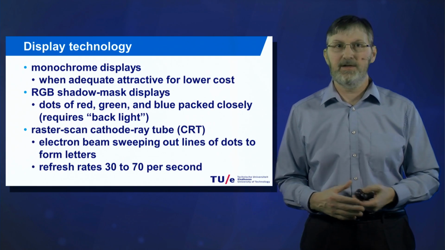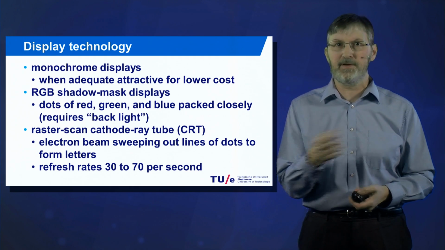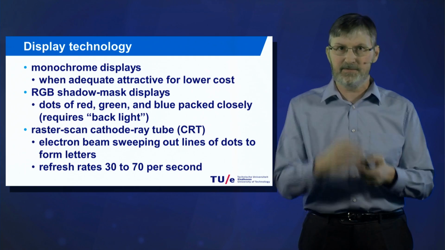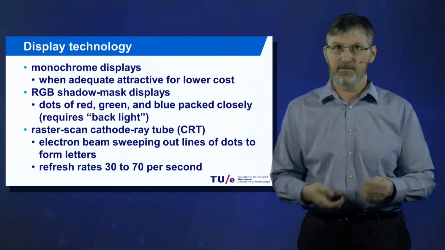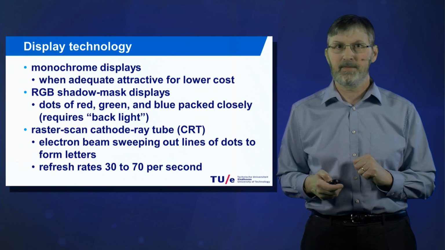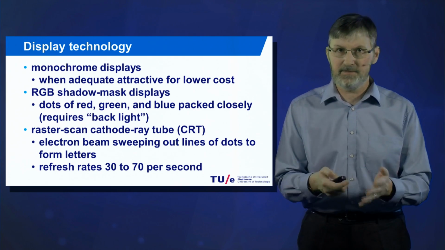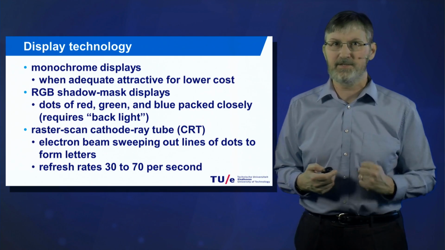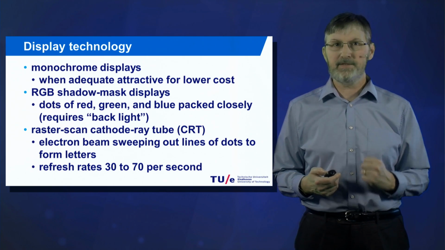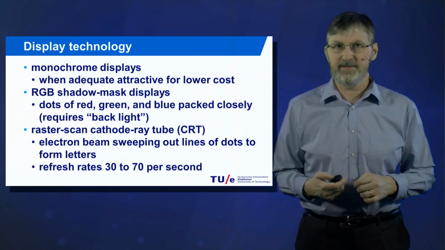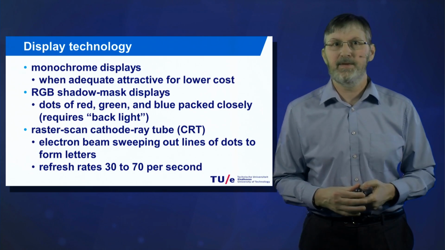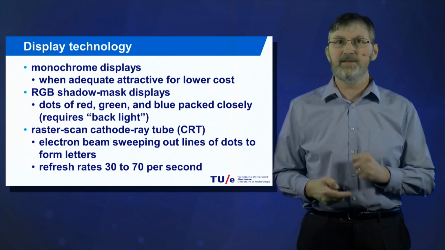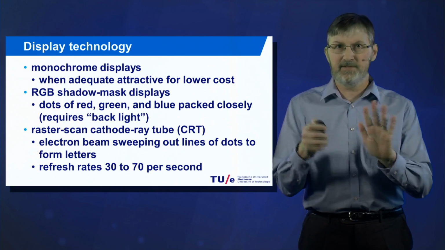CRTs use an electron beam that sweeps across the screen, and that may excite dots that again emit red, green, or blue color. It's not that different in terms of what the front of the screen is from the RGB shadow mask displays, but only one dot at a time is lighting up, and so you need to repeat lighting the screen many times per second to give a smooth image.